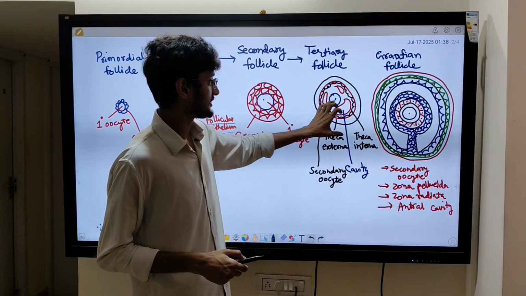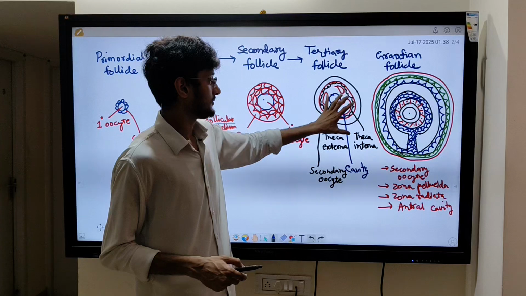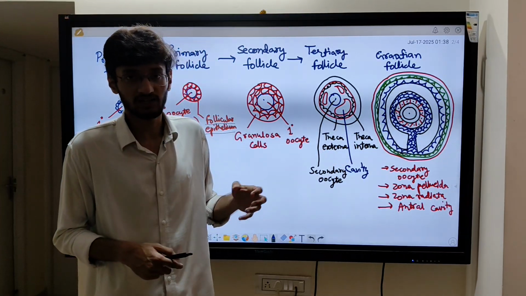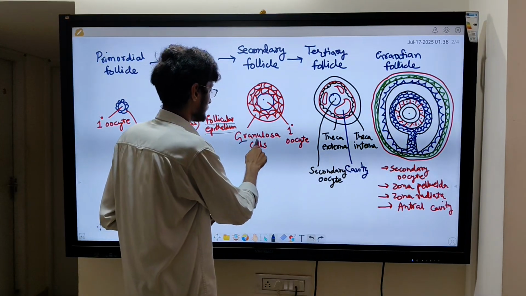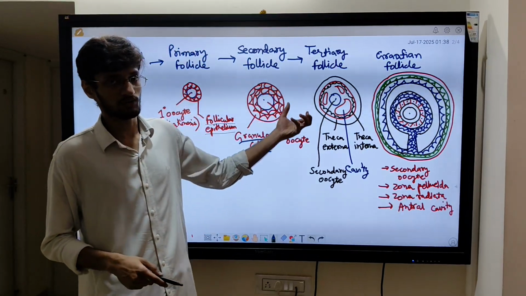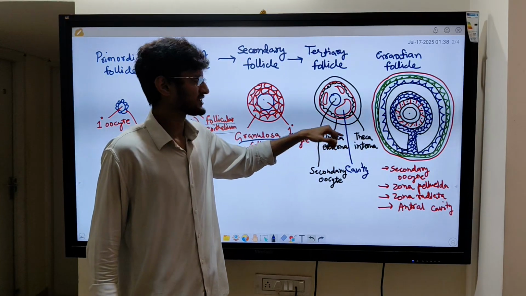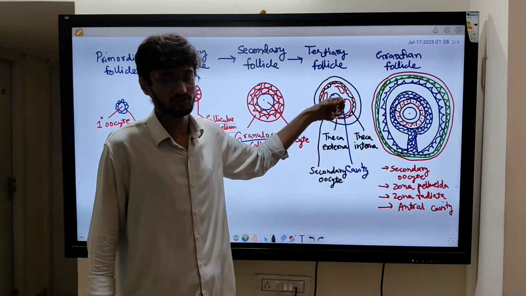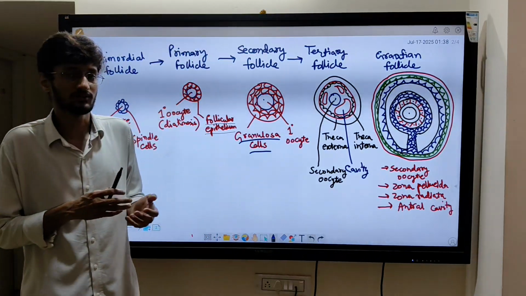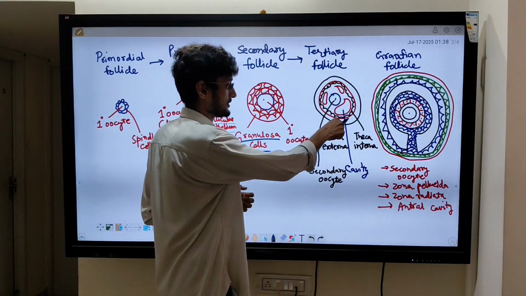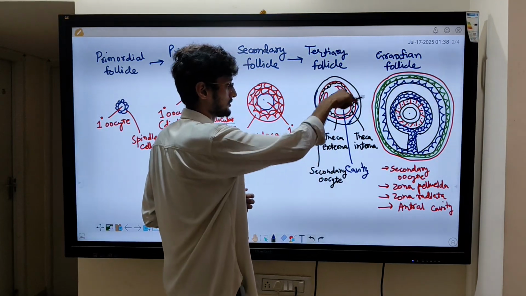And we can see two layers of cells. One is theca interna, and the other is theca externa. Theca interna is the layer of granulosa cells surrounding the secondary oocyte, whereas the theca externa is the fibrous layer. So it is made up of fiber. Here you can see that there is no cell here. It is a whole fibrous layer.